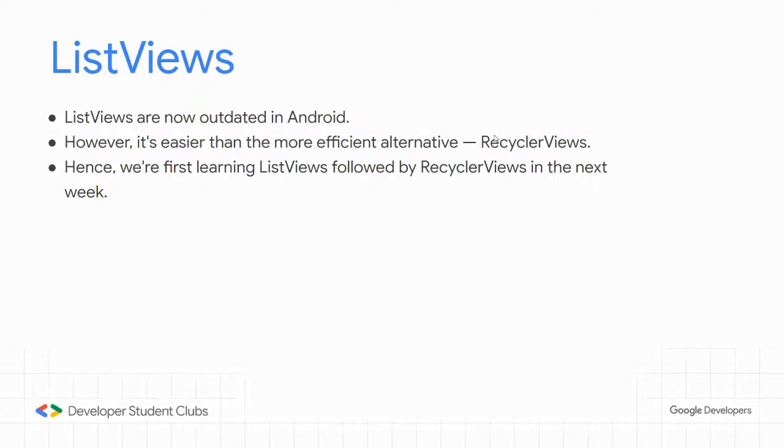So we begin all the way back when list views were a thing. That's why we're going to learn list views first, the outdated version. And then next week, we're going to move on to the more difficult one, which is the modern approach, recycler views.